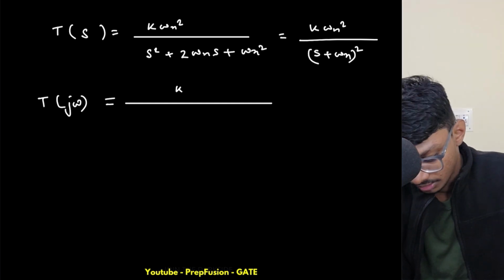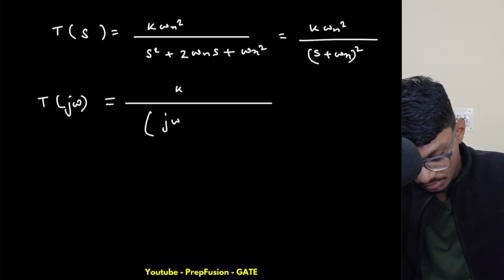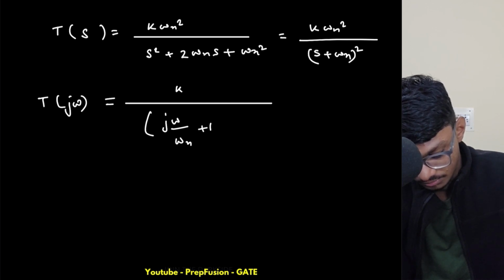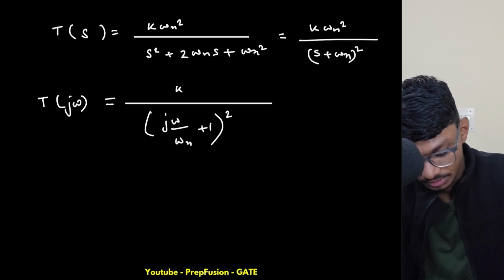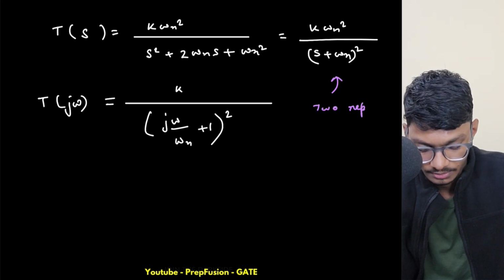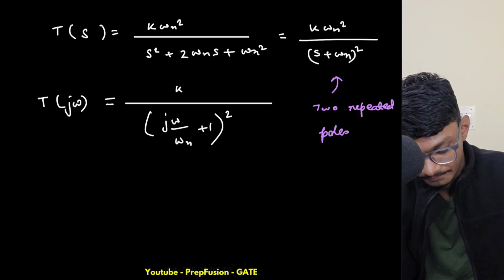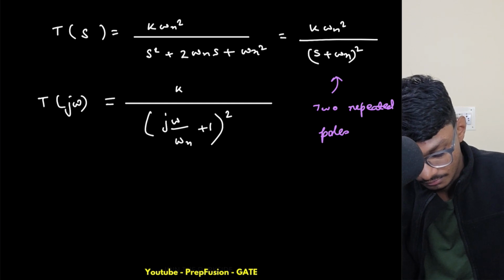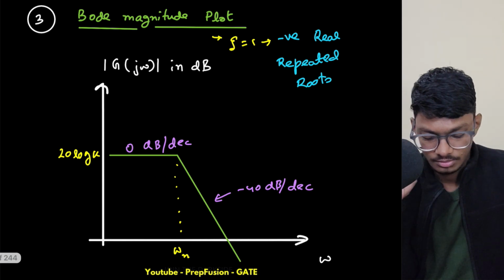Pretty simple, right? Or let's convert this into general time constant format, with j omega by omega n plus 1. Okay, this also you can convert. Here I can see two repeated poles at omega n. So no information is lost over here. Okay, so this is about my critical damping.